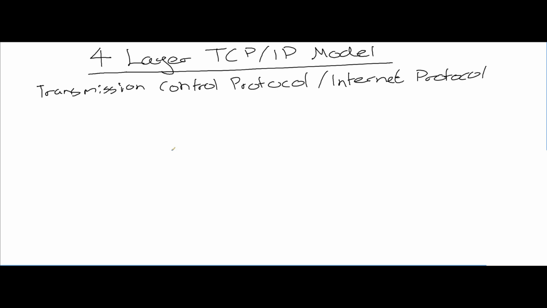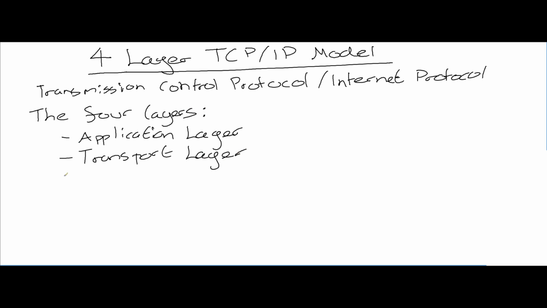And you only have to know about the 4-layer model for GCSE and A-level. If you're going on to do computer science at university, there is a more advanced version of the TCP/IP model that you'll learn. But what are these 4 layers? So the 4 layers are the application layer, the transport layer, the network layer, and the link layer.